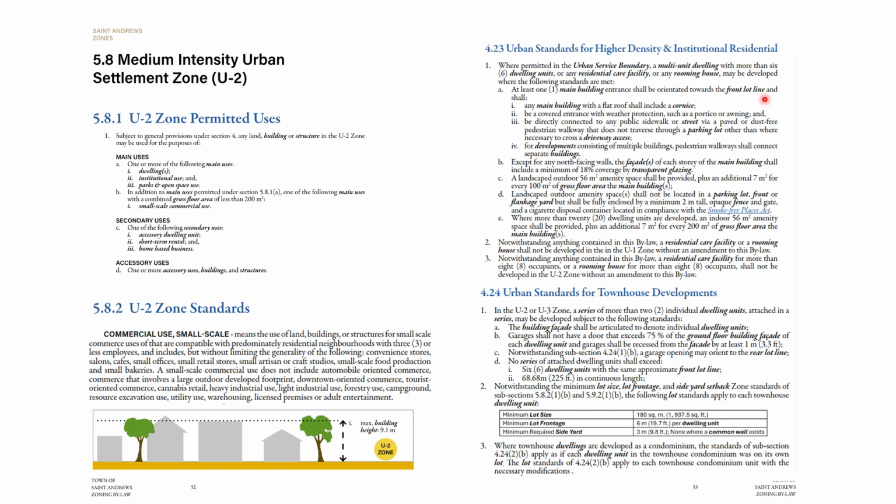Any main building with a flat roof shall include a cornice, a covered entrance with weather protection such as a portico or awning, and be directly connected to any public sidewalk or street, be it a paved or dust-free pedestrian walkway that does not traverse through a parking lot other than where necessary to cross a driveway access. For developments consisting of multiple buildings, pedestrian walkways shall connect separate buildings.